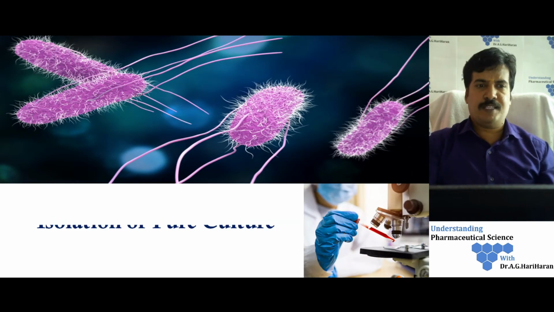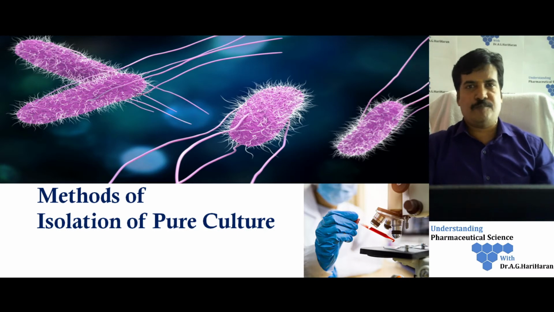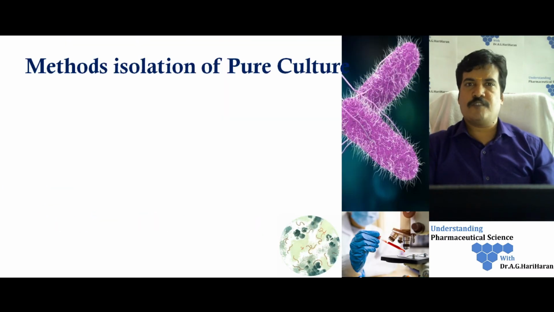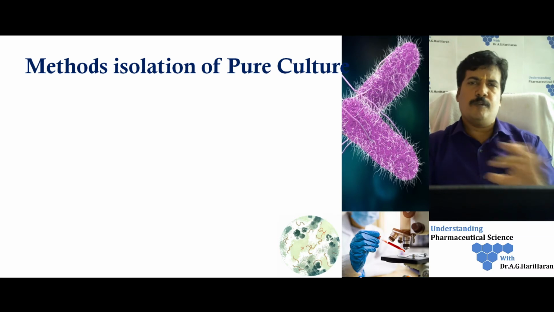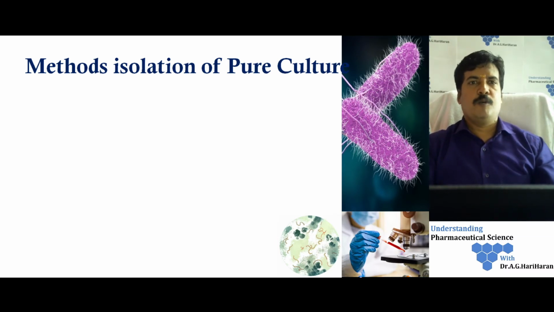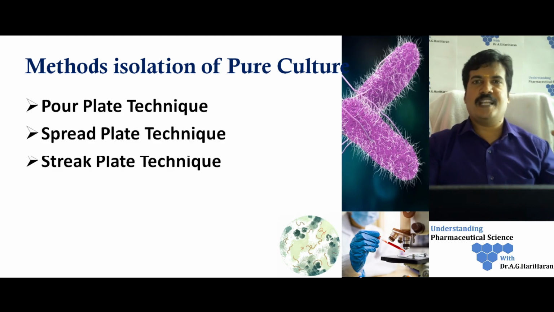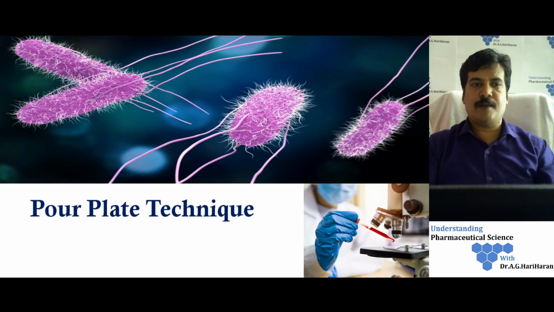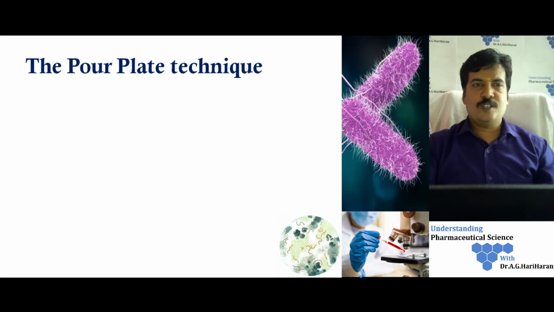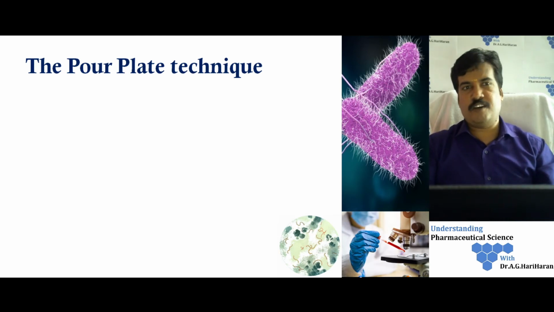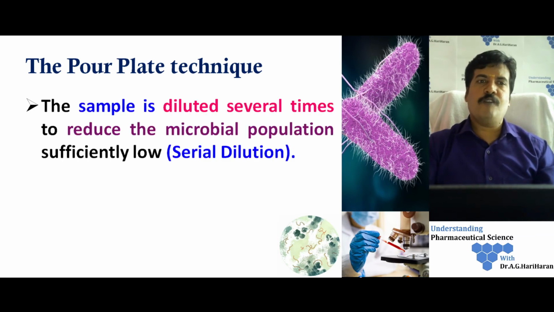There are different methods available for the isolation of pure culture. The most common are three types: the pour plate technique, the spread plate technique, and the streak plate technique. Out of these, today we will understand the pour plate technique. The pour plate technique is the easiest way of performing the isolation of pure culture, but still it has some critical stages.